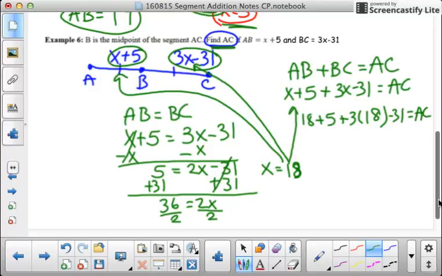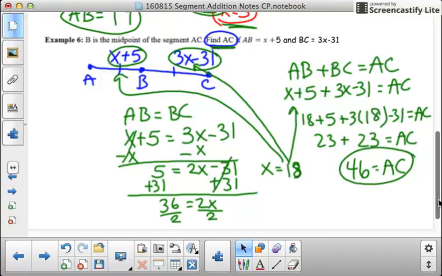I can now plug this whole mess into my calculator, and I will. So I'm going to think, well, what's 18 plus 5? This gives me 23. And then what is 3 times 18? 54 minus 31. This will give me 23. So now I know that 23 plus 23 is 46, and my answer is 46.